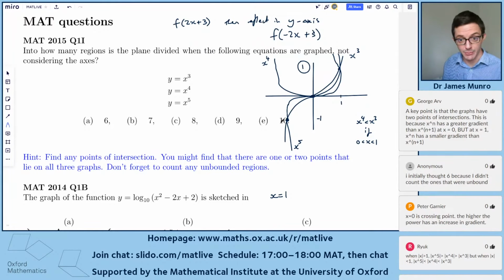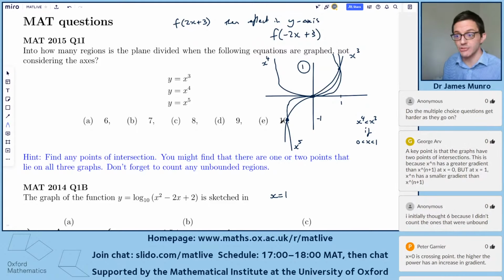Good question from an anonymous person. Do the multiple choice questions get harder as they go on? Usually yes, a bit. They're roughly sorted. 1A and 1B are supposed to be approachable and nice, and then later on in the second half, we've put more of the questions where we think this one's quite tough. So there's a bit of a gradient. We're not good enough at guessing how hard people are going to find them to get that exactly right.